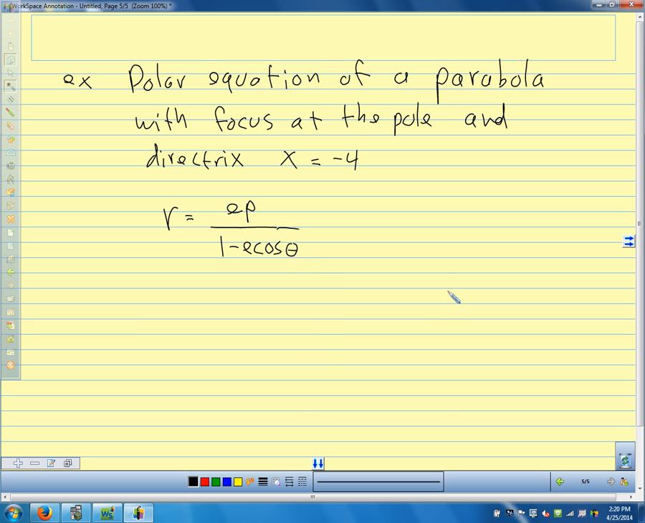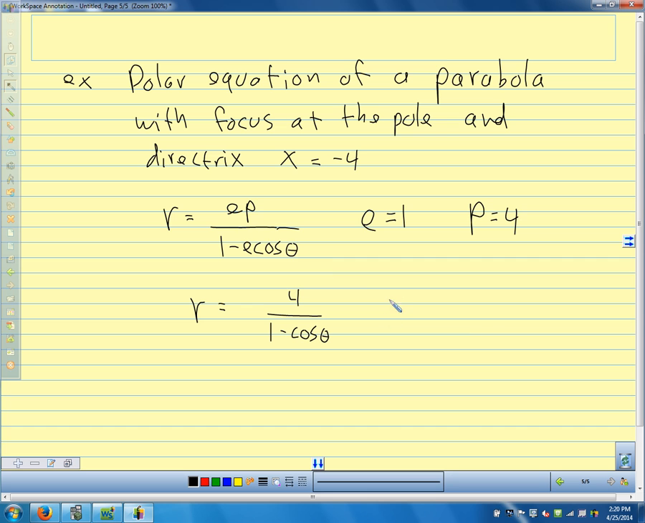What's the eccentricity of a parabola? 1. The distance from the focus to the directrix is how many units? 4. P equals 4. So our equation, r equals 4 over 1 minus cosine theta. So just given those two pieces of information, we have an equation for this parabola. Pretty nice. We good with that example?